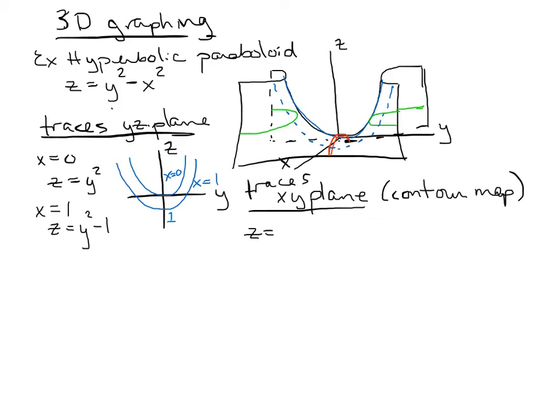So when z is equal to 0, we go back to this equation, set z equal to 0. So that gives us that 0 is equal to y squared minus x squared, which is when y is equal to, I had to take the square root, so I get a plus or a minus x.